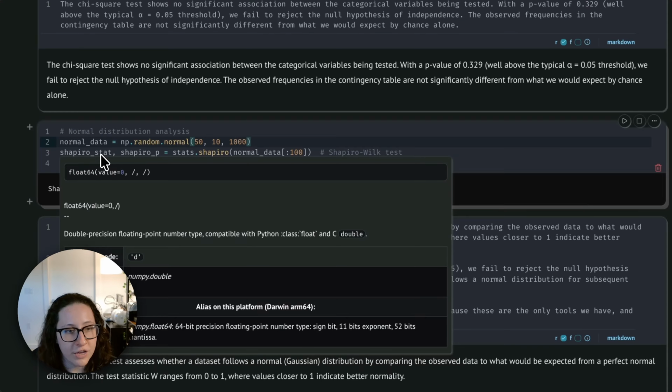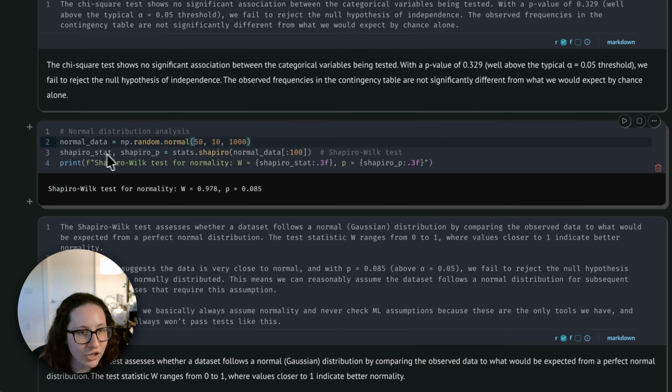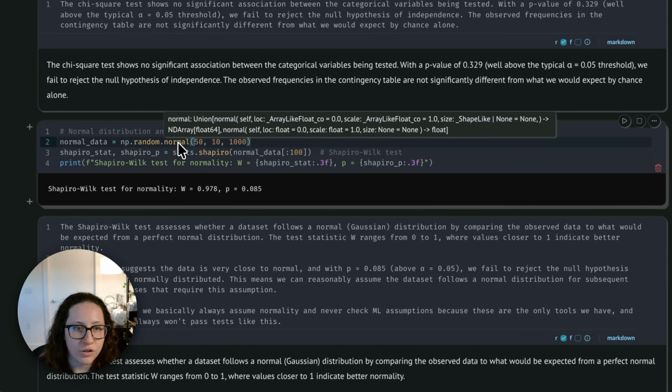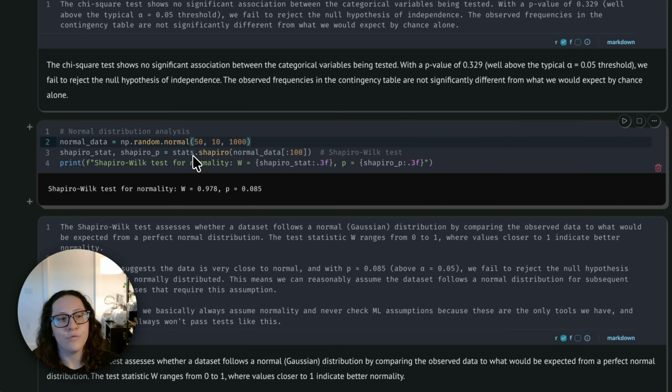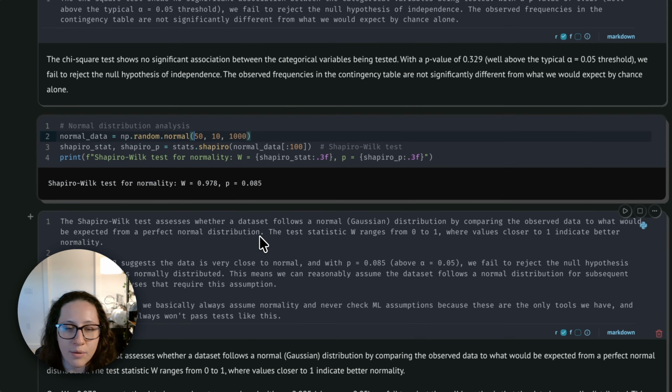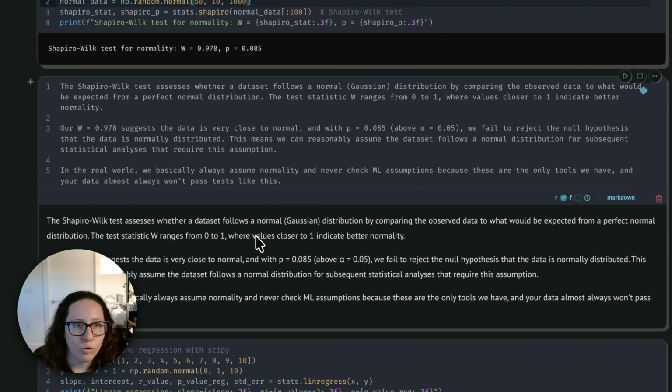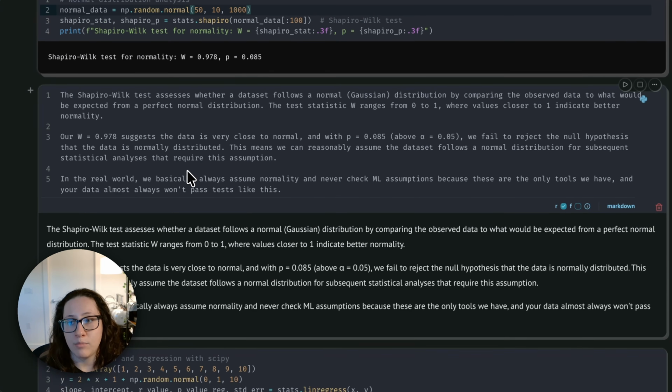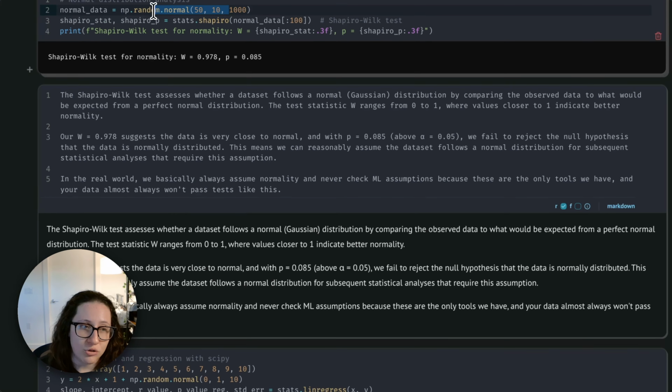Another really cool thing about Marimo notebooks is that you can just hover to look at the data types or arguments for the functions that you're using, which is really, really helpful. So we again see that the W Shapiro statistic is 0.978 and the p-value is 0.085. So let's look at how this is structured, and then we can answer the question of, is this data normal, which we know it will be because once again we generated it from the normal distribution itself.